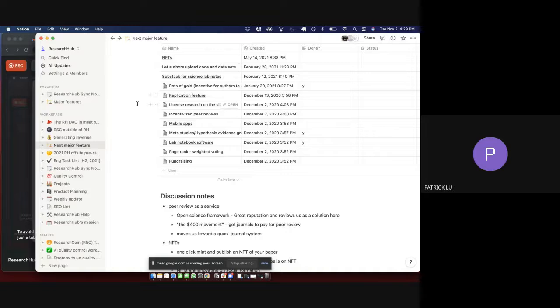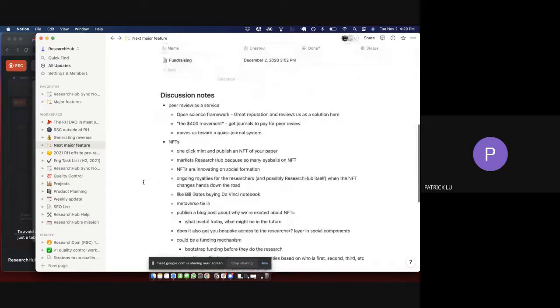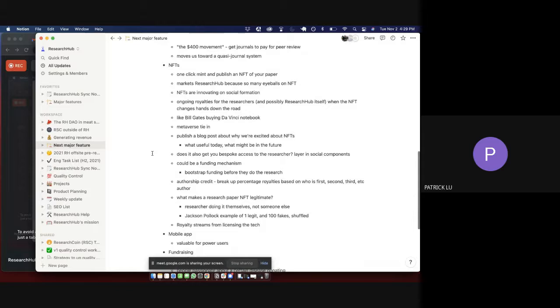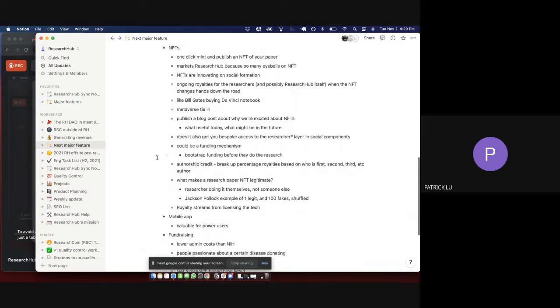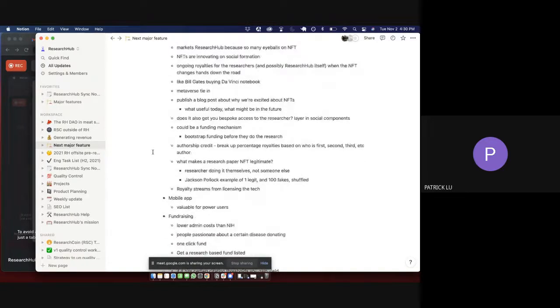For the regular person, they don't even understand what crypto is. And you have to think too, for most scientists, I would say a lot of scientists are very, not negative, but very, what's the word for it?